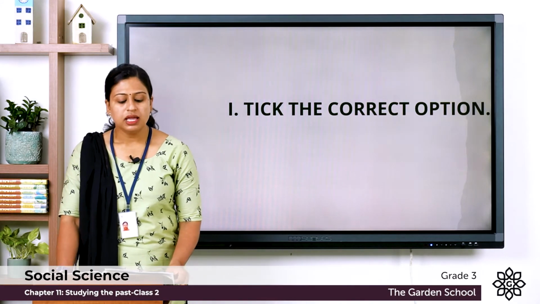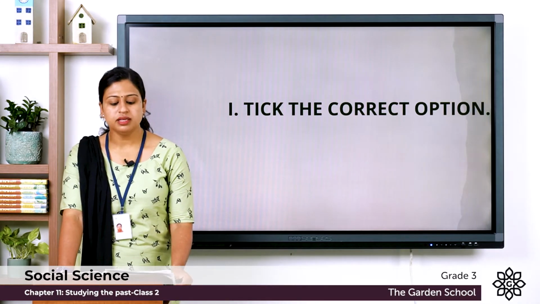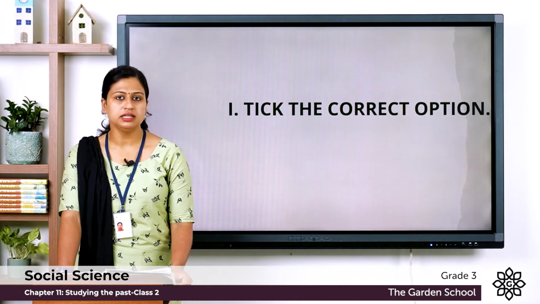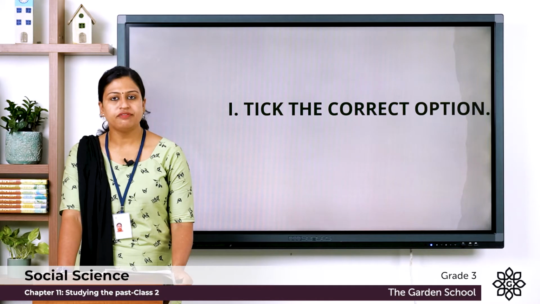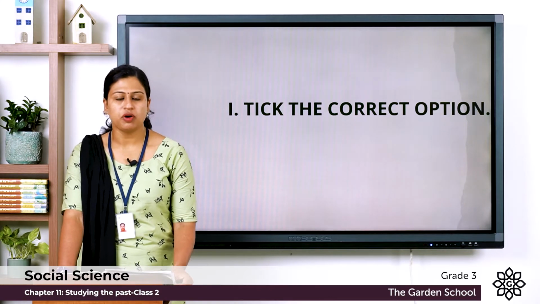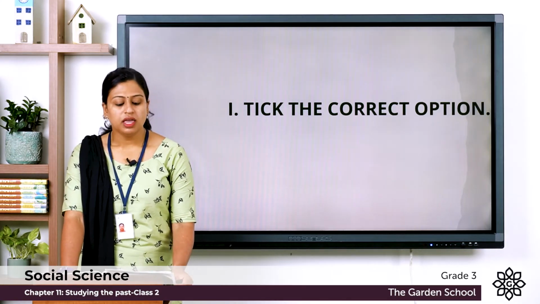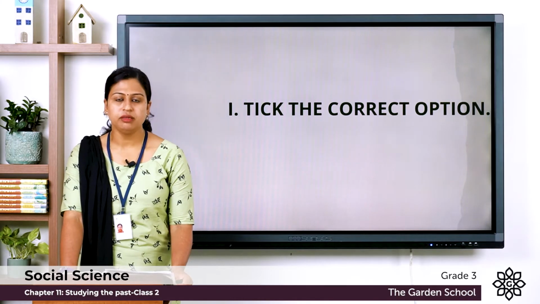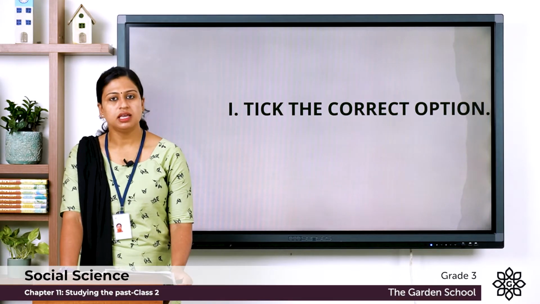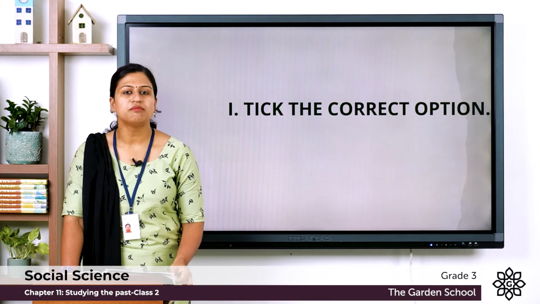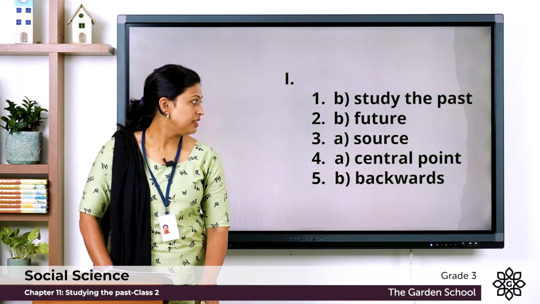Fourth question, the year of Christ's birth is taken as the dash in a timeline, and the options are A, central point, B, left point, C, right point. Fifth one, events that took place before the birth of Christ are counted. Options are A, forward, B, backward, C, in. I hope you all have marked it. Now let's check the answer.